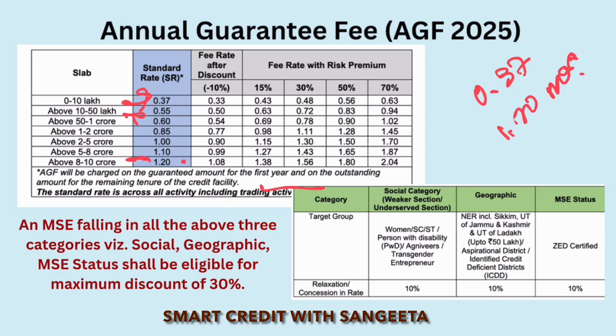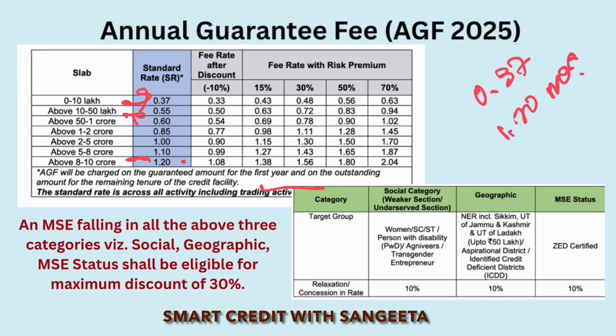When the first year AGF is paid, your bank will register your loan under CGTMSE, and then the cover must be renewed annually until the tenure of your loan, or until your loan is fully repaid. Suppose you have taken a loan for 7 years but you are closing it in 3 years, then you need to pay the CGTMSE fee for 3 years only.